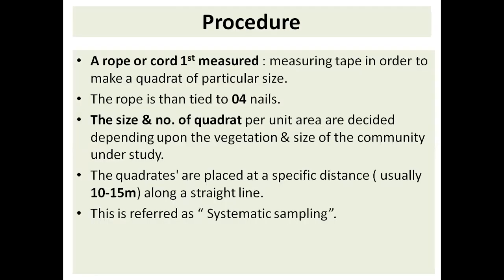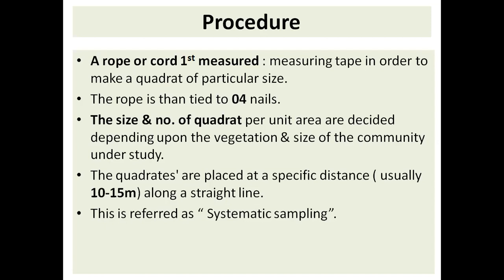Coming toward the procedure, first of all, you need a rope or cord, and you need to measure it with the measuring tape in order to make a quadrat of particular size. After measuring the rope, you have to tie it to the nails. Mostly four nails are used. And the size and number of quadrats, as I have told you, is decided upon the type of vegetation and the size of the community you are studying.